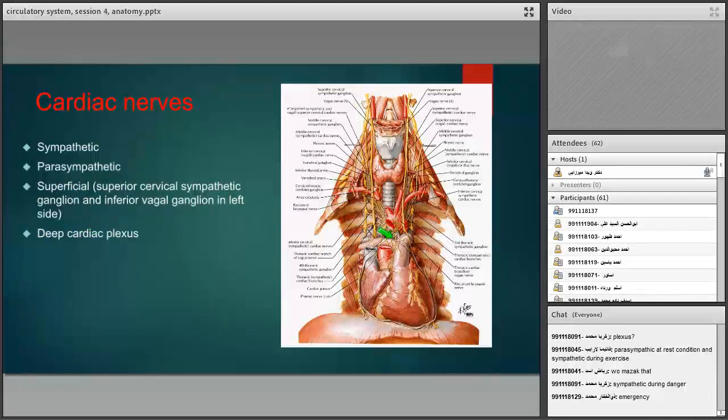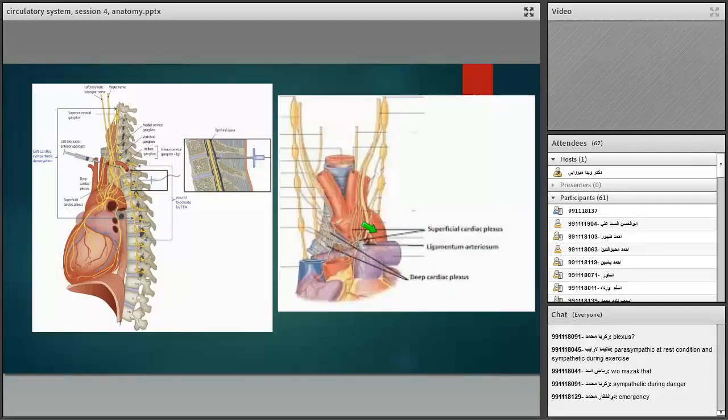Now, what are the branches of the cardiac nerves? Look at here. The sympathetic chain is a chain that is placed beside the vertebrae in the body. This chain has many ganglions from the superior part up to the lumbar and sacral parts. These are ganglions.